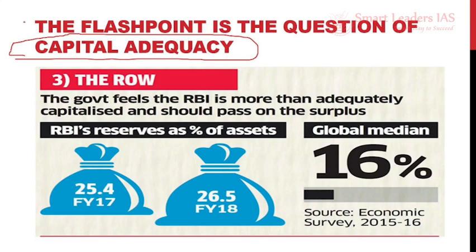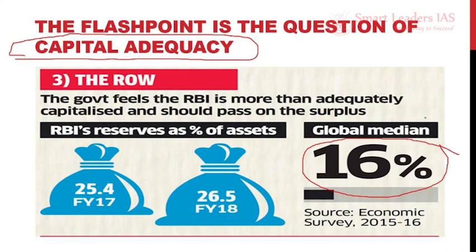Before transferring its surplus, it will take a certain amount of the profit that it has earned, the income that it has generated over the years, and it will reserve it. It will not use it for any other purpose, but only for contingency purposes. This is called the reserve of the RBI. The problem here is, how much of the total asset have you segregated as your reserve? Globally, in 2016-17, it is 16%.